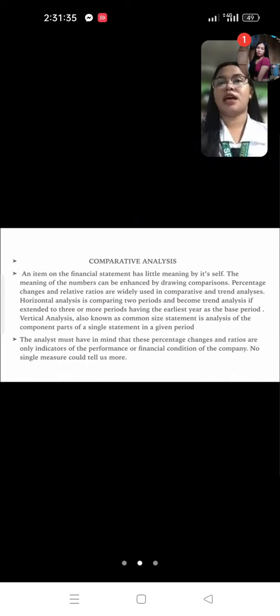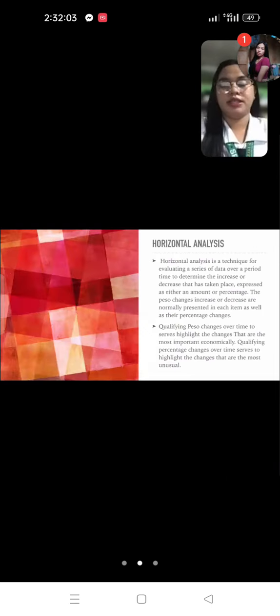The analyst must have in mind that these percentage changes and ratios are only indicators of the performance or financial condition of the company. So, no single measure could tell us everything. So, ibig sabihin, these are just indicators of performance. It doesn't mean that this is the actual real performance. Pwede lang itong makatulong. The next one is the horizontal analysis.